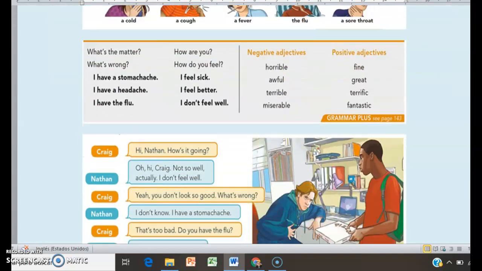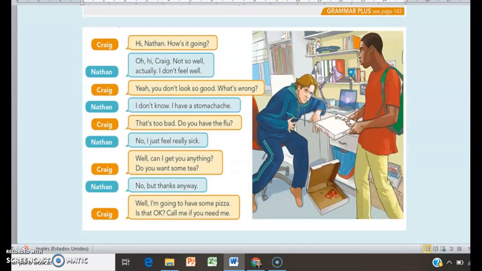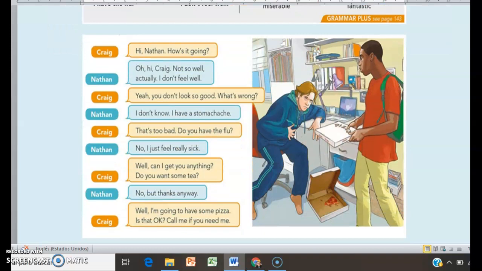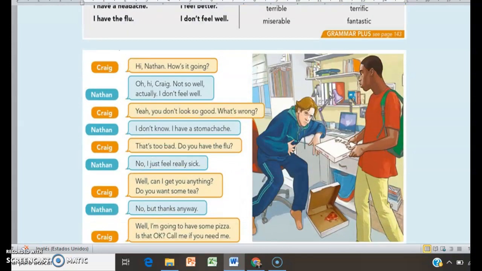Ok, ¿qué les parece también si practicamos un poquito la conversación que está en el libro para que podamos trabajarla también? Esta semana de tutoría vamos a revisar un poquito, así que check this information. It's very important. Check this information, ok?